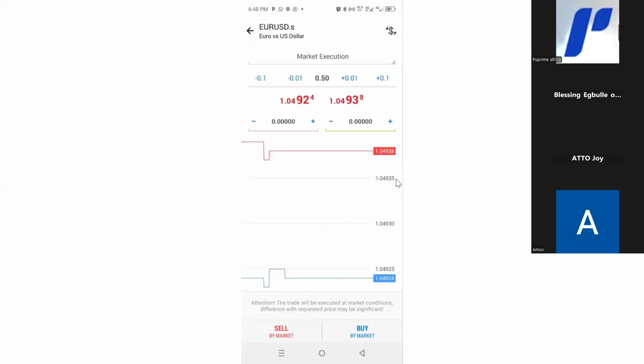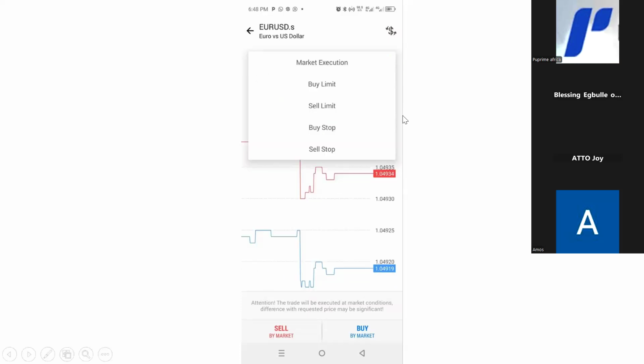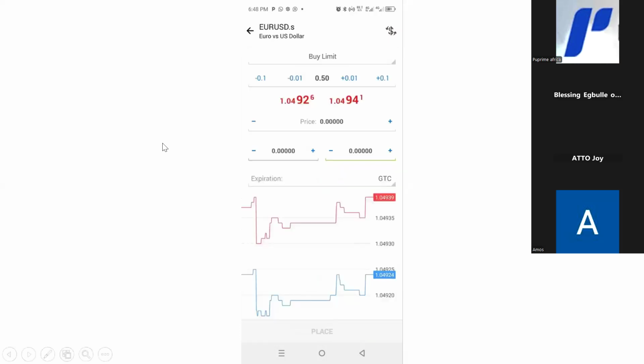Now, if you look at this market execution, I just flip back. You see that there's a drop down menu by the side here. So you click on that spot, and it will now show you that drop down below the market execution. There are four orders again. We have the buy limit, the sell limit, the buy stop, the sell stop. So let's assume we want to do a buy limit. Then you click on the buy limit. When you click on the buy limit, let's go to the next slide. You can see now the buy limit is what has been activated.